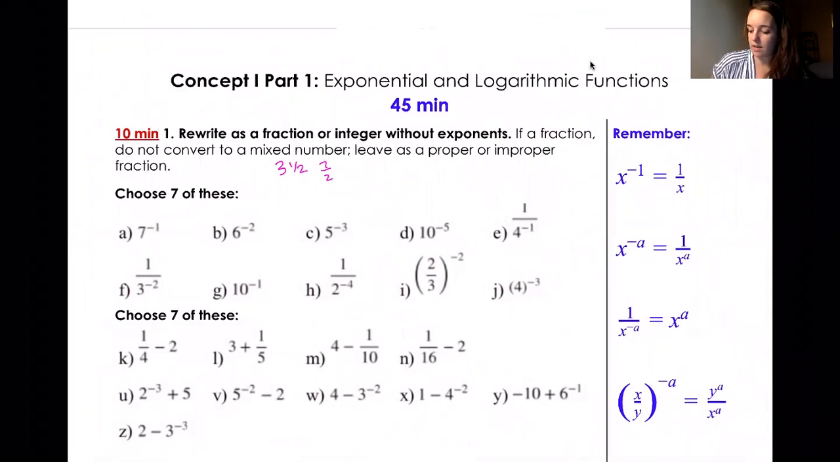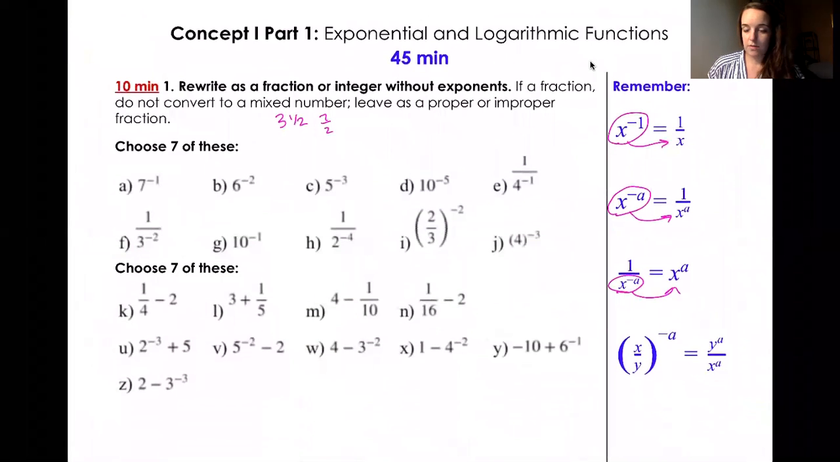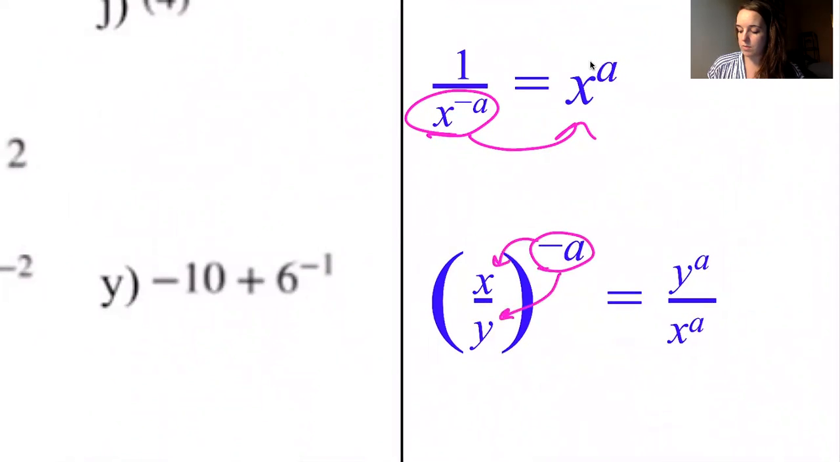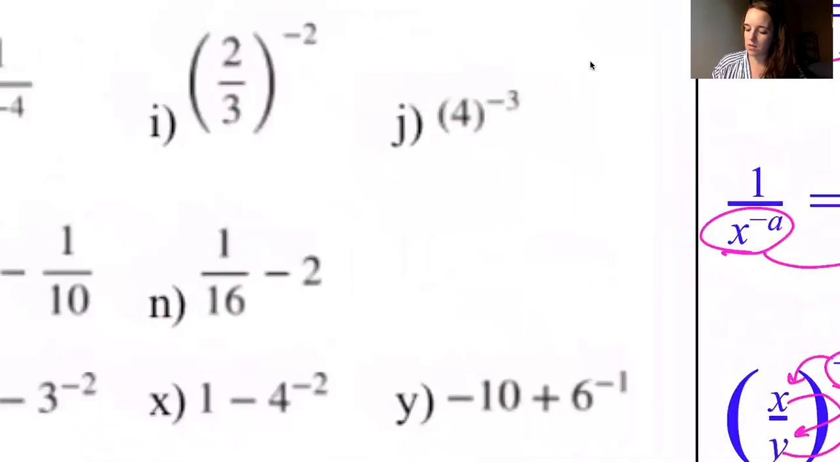But basically, if we have a negative exponent, it moves to the bottom. So any number would move to the bottom. And then if it's already on the bottom, it moves to the top. And then if we have a negative exponent with a fraction, it distributes onto both of them, which basically moves the y one to the top and the x to the bottom. So those are our general exponent rules to remember.